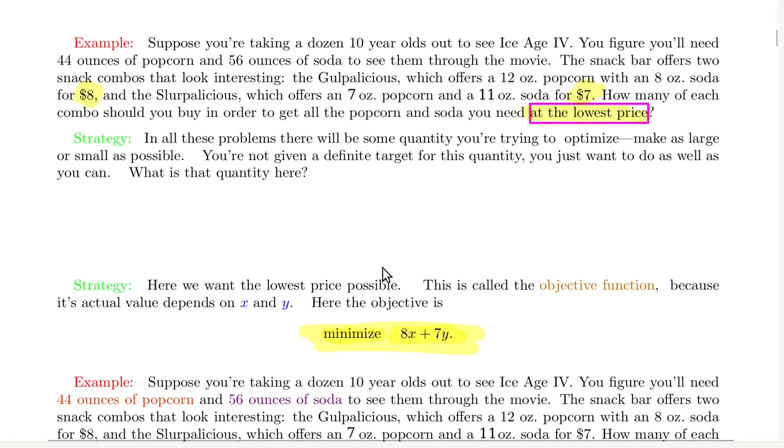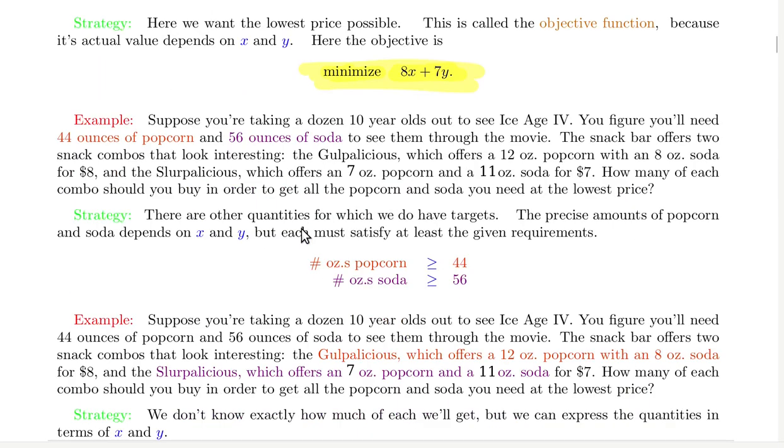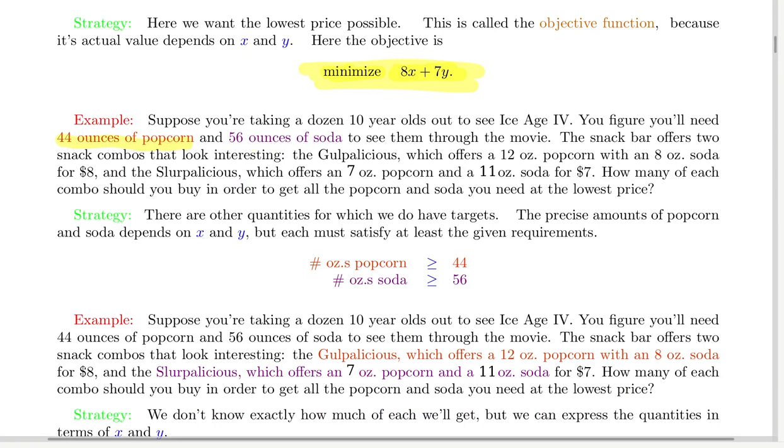So we've got the variables, we've got the objective function. The next thing is to list the constraints, that is, the conditions that need to be satisfied. Obviously we could minimize the cost just by buying nothing. We could set x equal to 0 and y equal to 0 and we have nothing. But we have to satisfy the conditions. Let me scroll down a bit. So the conditions here are that we need 44 ounces of popcorn and 56 ounces of soda.